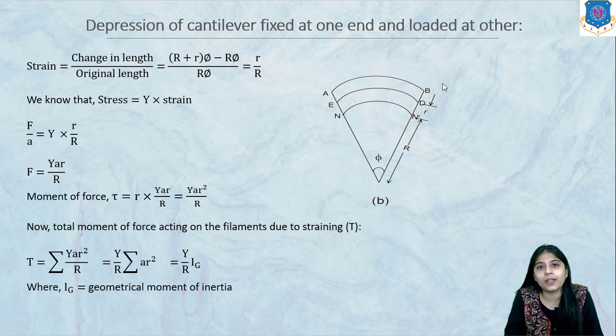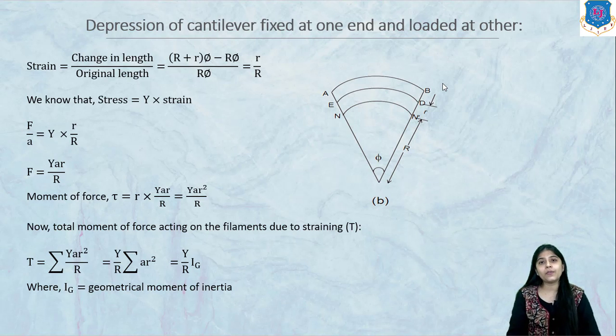Now we know that Young's modulus is the ratio of stress to strain, so stress can be written as Young's modulus into strain. Stress is nothing but force per unit area, so F by A is equal to Y into r upon R. Now let us make force the subject. F will be Y A r upon R.